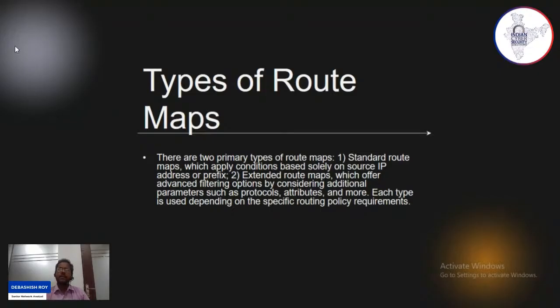Number two, extended route maps, which offer advanced filtering options by considering additional parameters such as protocol. You can consider attributes like the path attributes I was talking about in case of BGP, and more. So these are the extended route maps, like the extended ACL. Each type is used depending on the specific routing policy.